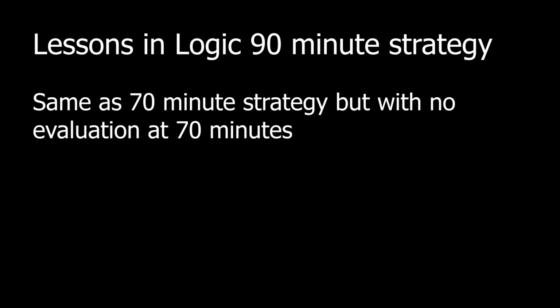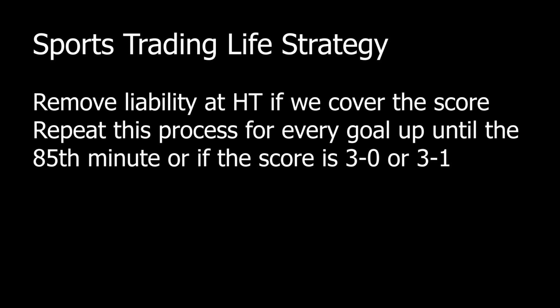I'm also including a variation of my strategy. It is the same as the original, apart from that we don't cash out; we leave it running for the whole game. The Sports Trading Life strategy involved us removing our liability at half time and every time in the second half a goal is scored. His video shows him doing this until the 85th minute with no measurable data to determine what games to do this on. We are going to do this on all games to show how it performs.